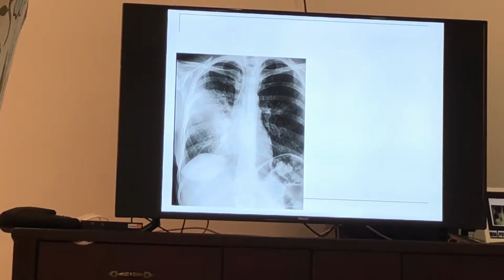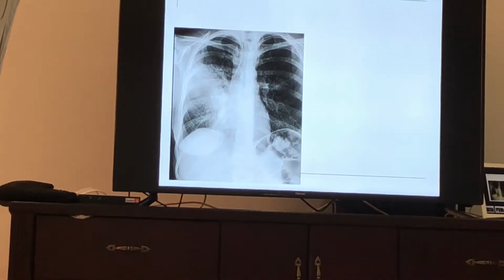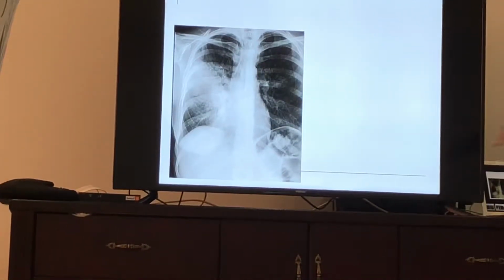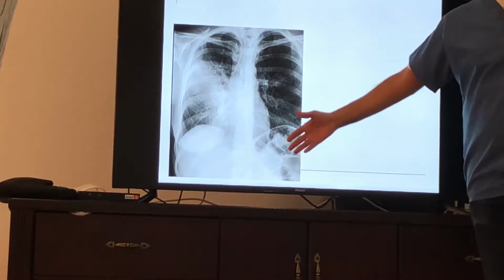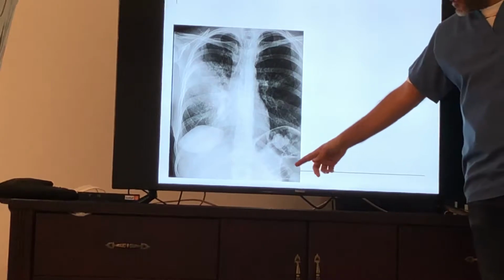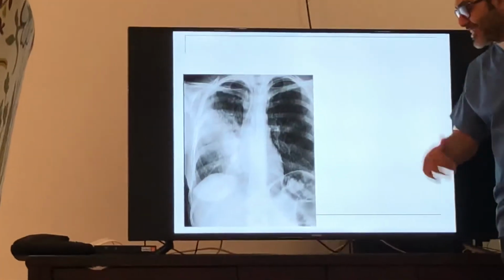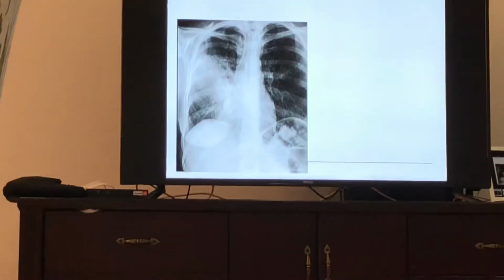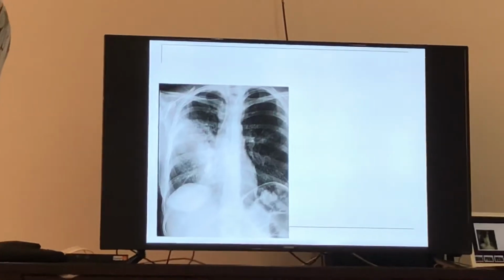So where's the main problem? Right or left? What is this on the left? This one? Colon. So it's colon. We know this is the splenic flexure. There's a lot of gas. But still the pathology is on the right.